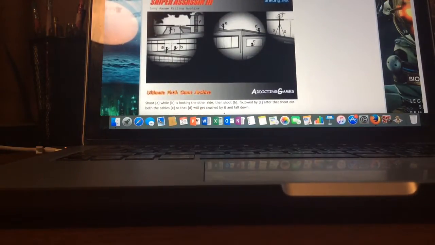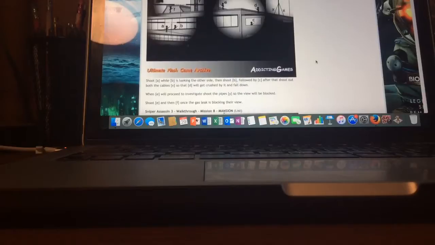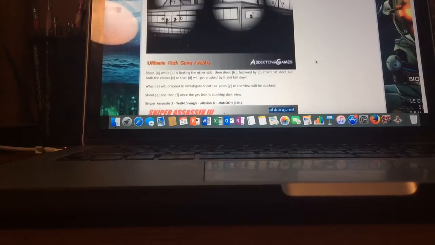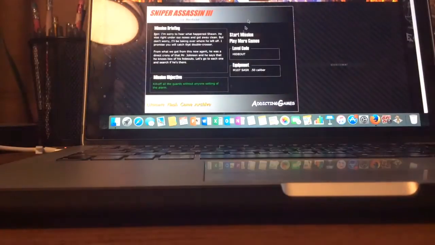Password, level code is hideout, which I did. Okay. So you gotta shoot A while B is looking to the other side, then B, followed by C after shoot up. After that, you gotta shoot out both kills so that D will get crushed, and then E will proceed to investigate, then shoot the pipe so it blocks his view. Then shoot F once the gas leak is. Alright, let's start.